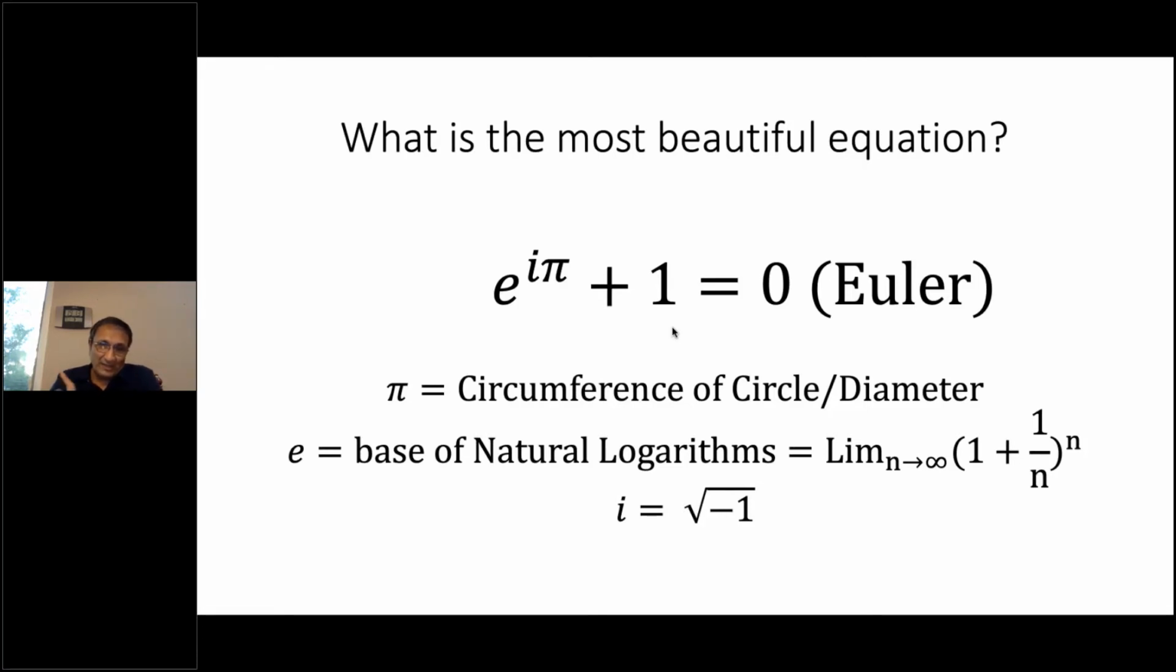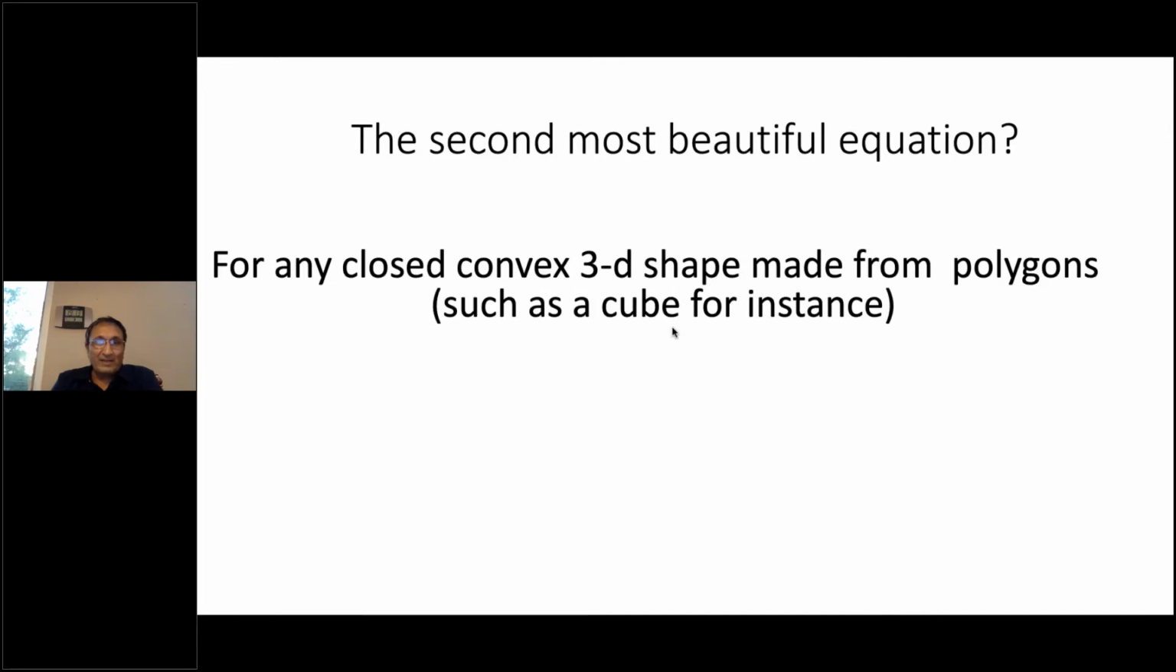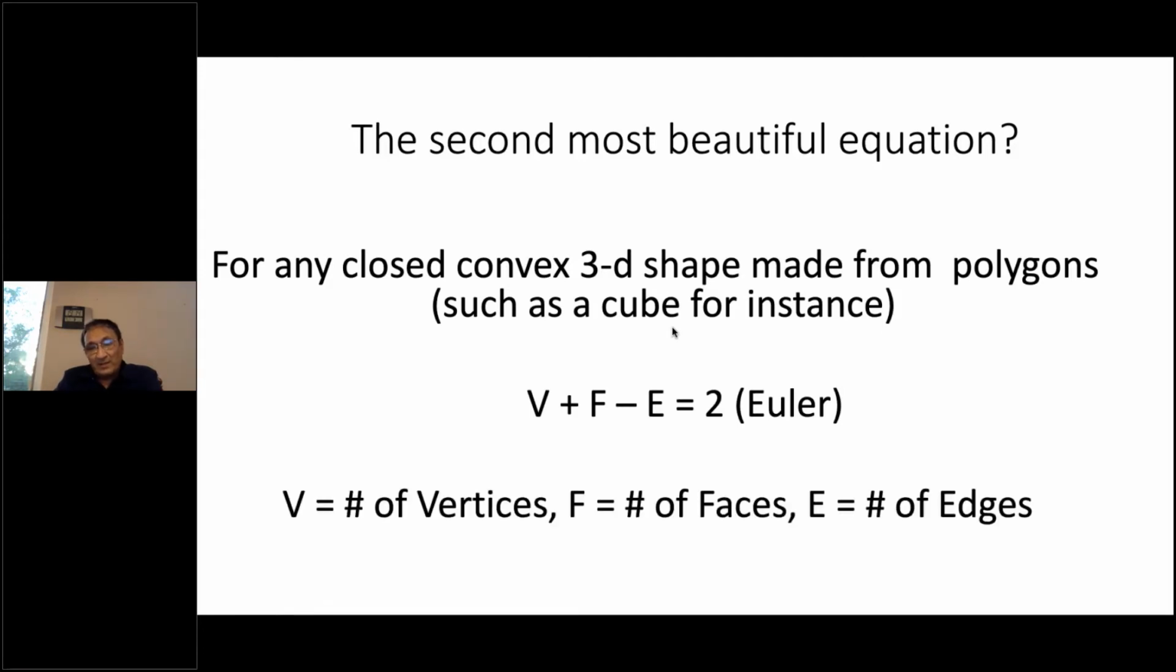So then the next question is, what is the second most beautiful equation? Well, the second most beautiful equation is something also that Euler discovered, which says the following. If you have any closed convex 3-dimensional shape made from polygons, such as the cube, for example, then there is a formula that connects the vertices, V, the faces, F, and the edges, E. V plus F minus E is always 2 for such a closed polygonal shape. Are there any questions so far? Can everybody hear me? I guess, I hope.